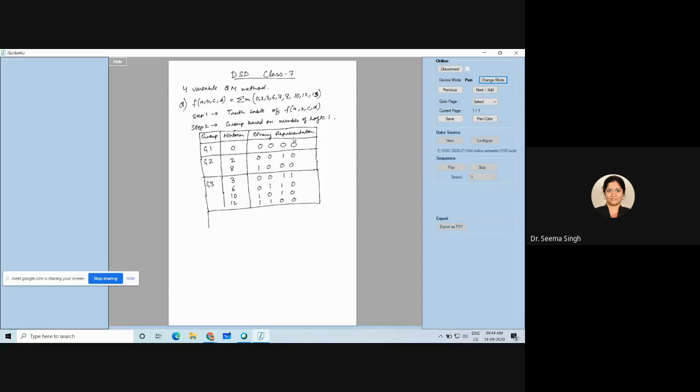And what is your fourth group? Fourth group should have 3 ones. Which numbers have 3 ones? 7 and 13. So it is 0111, and then 1101. Is there any group with 4 ones? That means 15. We don't have.